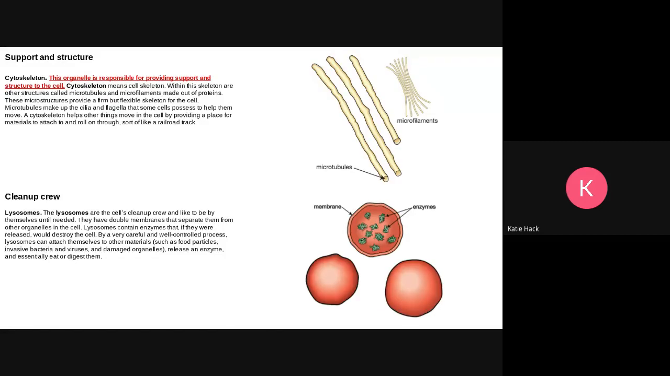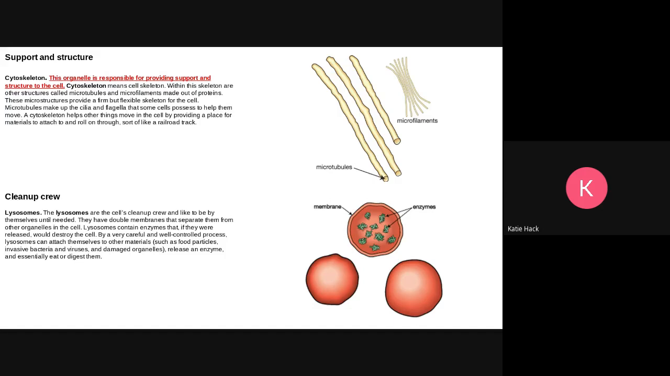We're getting to the next one, the cytoskeleton. This organelle is responsible for providing support and structure to the cell. The cytoskeleton means cell skeleton. Within this skeleton are other structures called microtubules and microfilaments made out of proteins. These microstructures provide a firm but flexible skeleton for the cell.